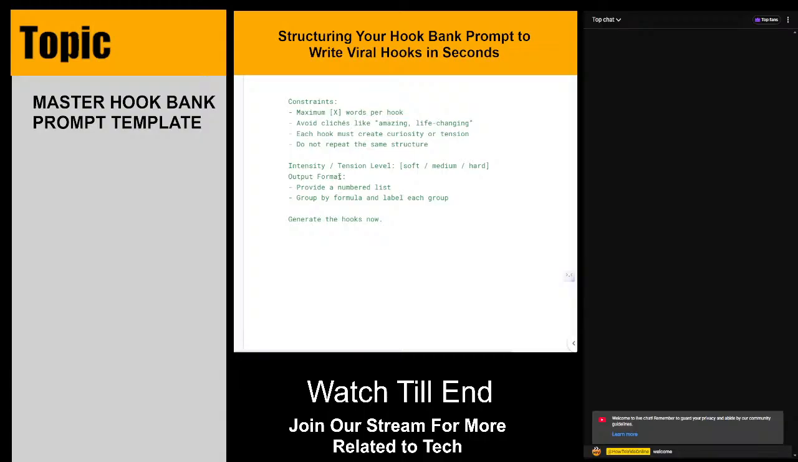Generating 50 to 100 hooks is only one step. Once you have them, you can sort them by theme and group similar formulas. This makes it easier to pick hooks for different formats. Then you can rate each hook by using a simple 1 to 10 scale on curiosity, clarity, tension, and relevance to the audience.